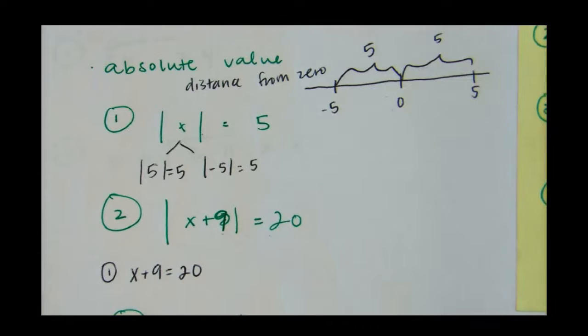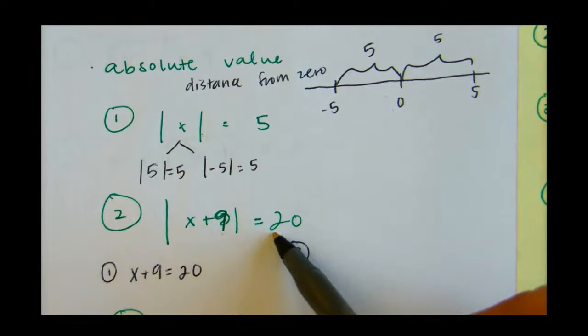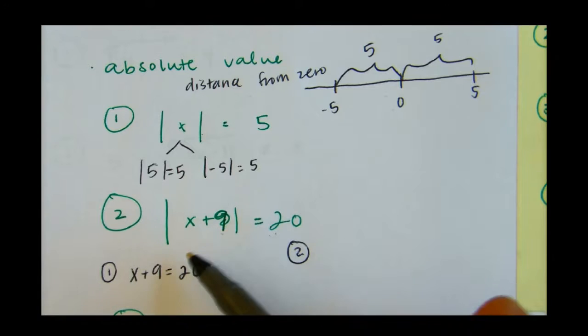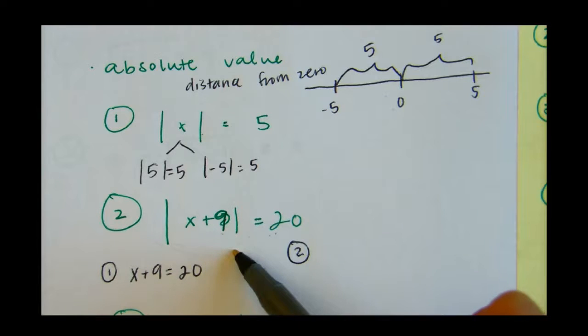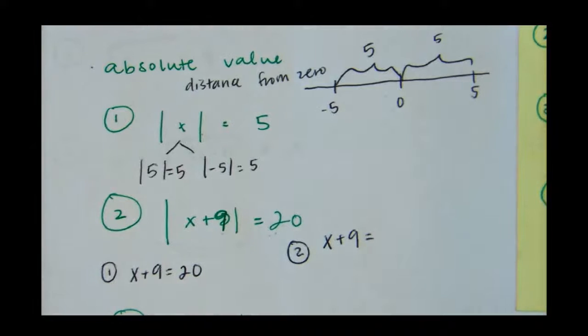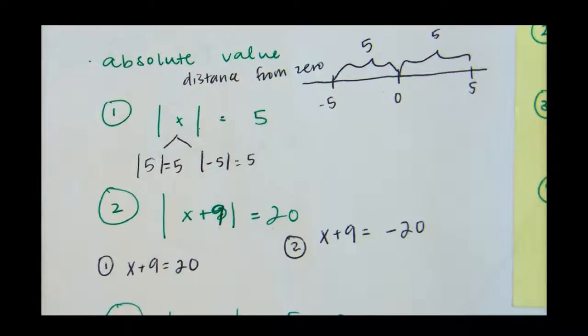Nothing changes. In my second equation, I've got to account for the fact that my answer could actually be a negative 20, that my distance from 0 to 20 is 20, and my distance from 0 to negative 20 is also 20. So whatever's in my absolute value sign is going to stay exactly the same. I'm still going to have an x plus 9. But whatever's on the other side of my equation, this 20, now becomes a negative. So I've got x plus 9 equals negative 20. I've got these 2 equations.